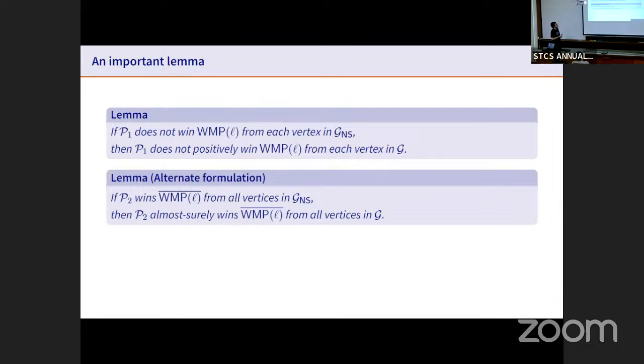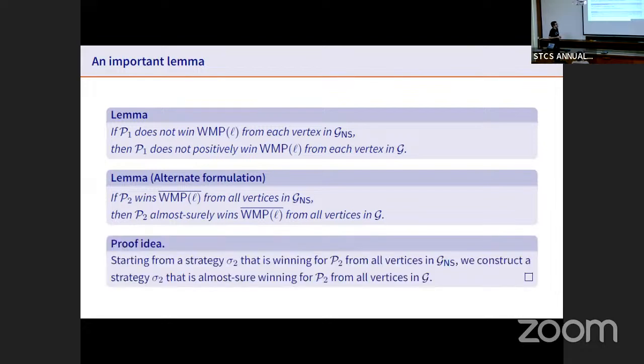I think it might be easier to see this statement written as the contrapositive. So what we'll show is this: if player 2 wins from all vertices in GNS, then player 2 almost surely wins from all vertices in G. And the overview is this. We'll start with a winning strategy of player 2 that's winning in all vertices in GNS, and we'll use that to construct a strategy that is almost sure winning for player 2 in all vertices in the stochastic game.